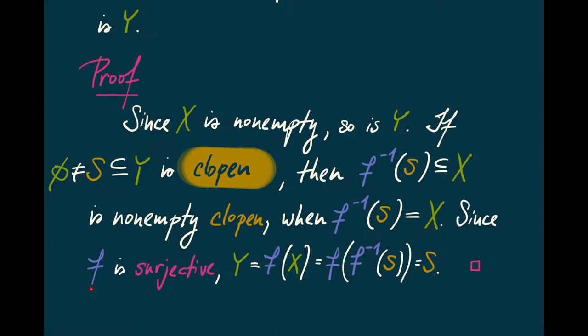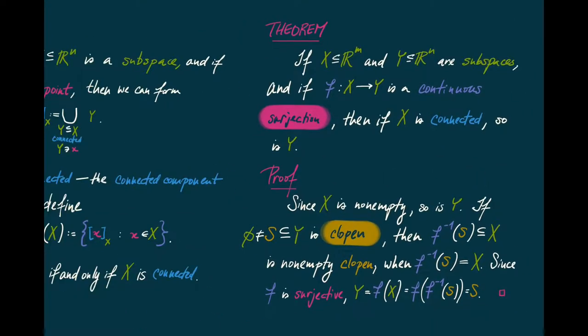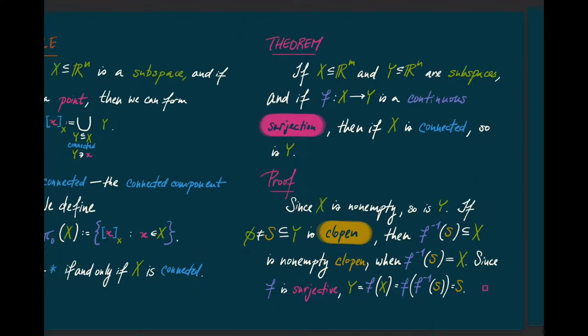But now recall that f is supposed to be a surjection. So that means that the image of the inverse image of S is equal to S. But on the other hand, the inverse image of S is X. Since f is surjective, the image of X is just Y. And so I conclude that Y is equal to S. This very short proof is actually providing us with a very powerful theorem.